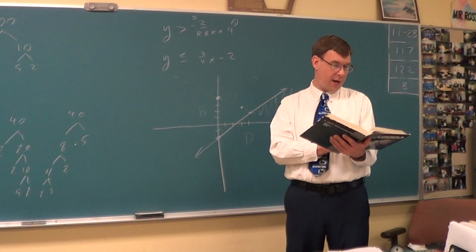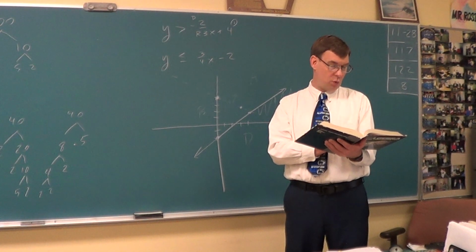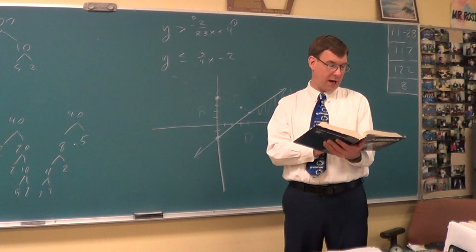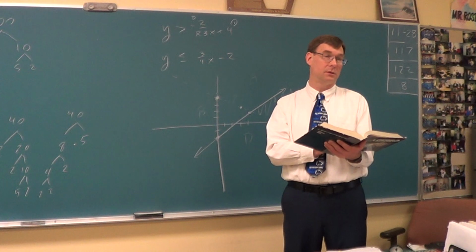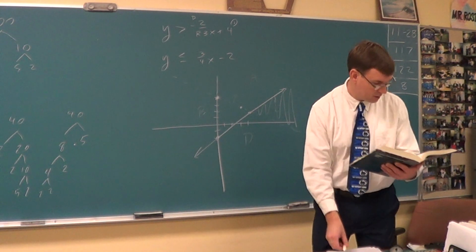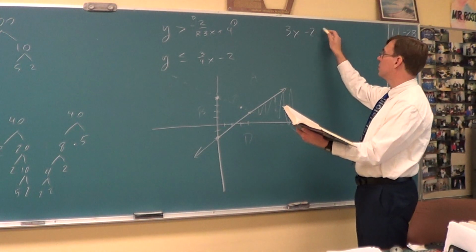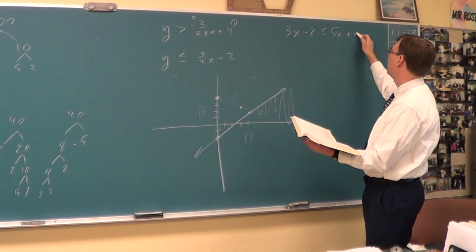So since the y is adding the 5x, you would want to do the opposite and subtract the 5x. Are you with that? Yeah, that's fine. So I've got 3x minus 2 less than or equal to 5x plus y.